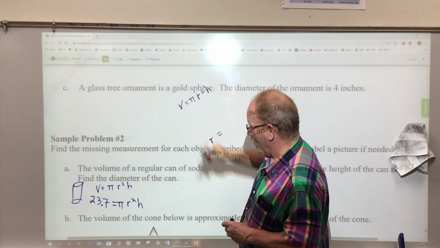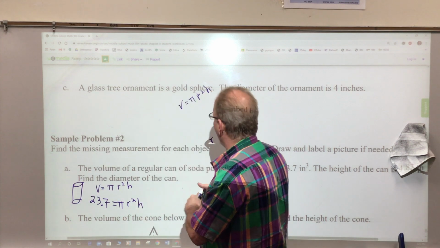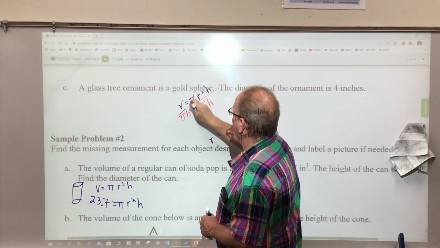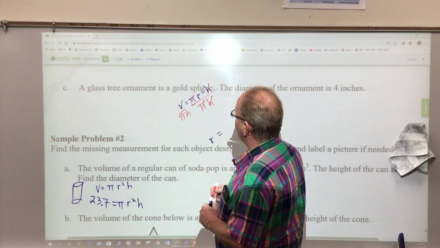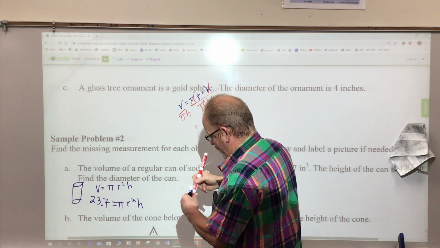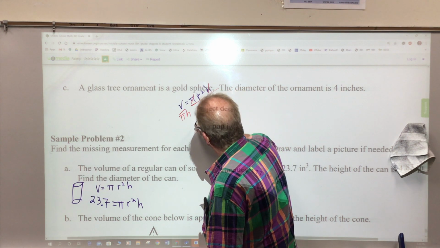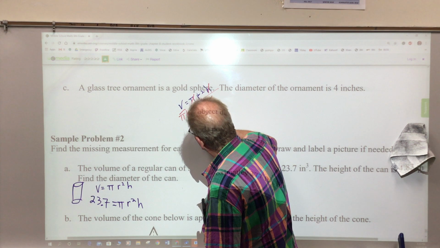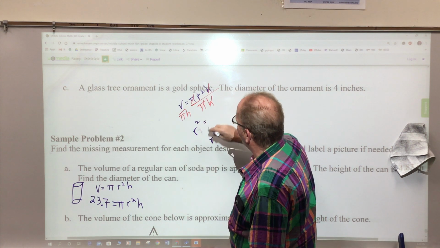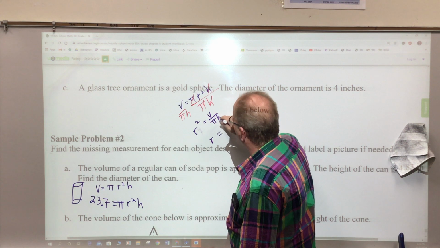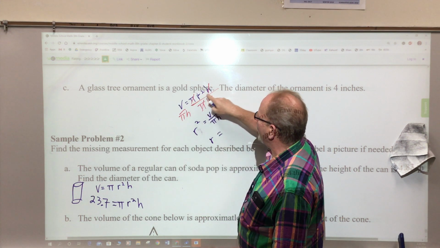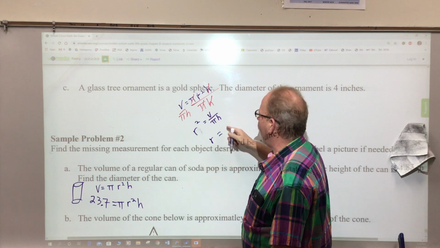Like, how would I do that, you're saying? Well, how about if I divided both sides by pi h? Pi cancels pi, h cancels h. Now I have r squared on this side. R squared equals V over pi h. Mr. D, that's scary. Oh, give me a break. All we did is divide by these two things that we're multiplying. There's no numbers. You don't even have to figure out what it is.